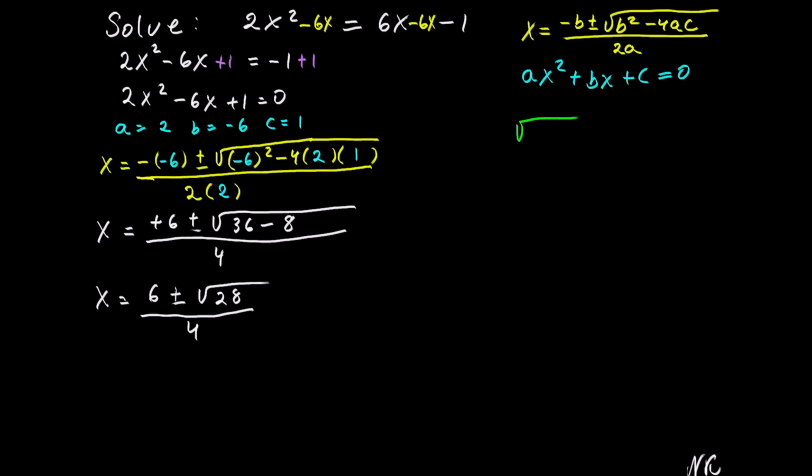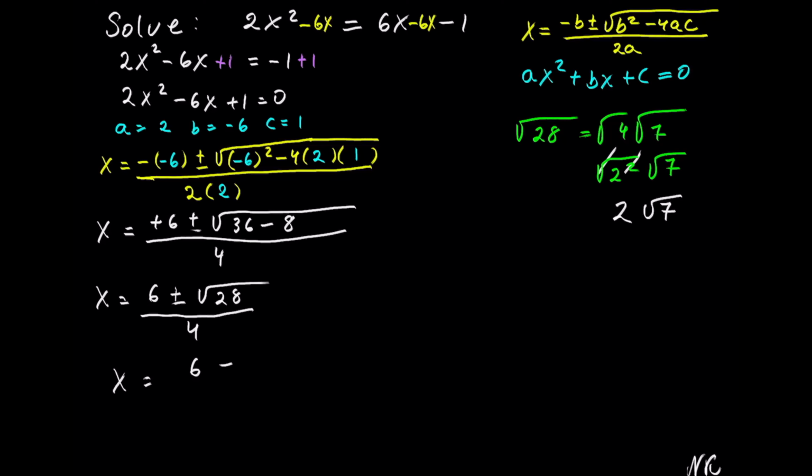We can simplify the square root of 28 a little bit. 28 can be factored into 4 times 7. So we have square root of 4 times square root of 7. This gives us square root of 2 to the second times square root of 7. The square root and the second power will cancel, so we get 2 square root of 7 is equal to square root of 28. This gives us x is equal to 6 plus or minus 2 square root of 7 out of 4.